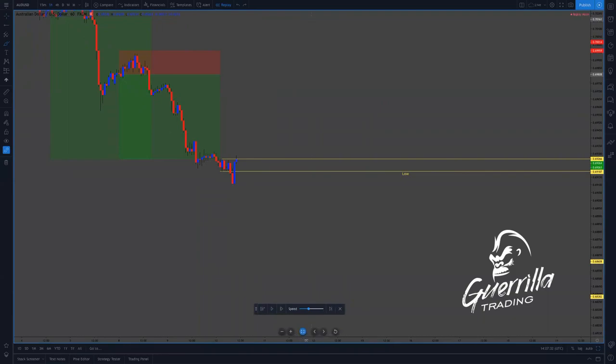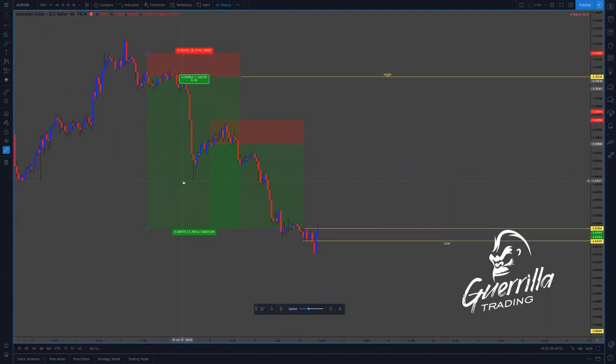Okay, so this is the positions we're in. This is the scaling we took. So let's just move that over so I can show you. And you can see now, guys, this is where we got taken out.